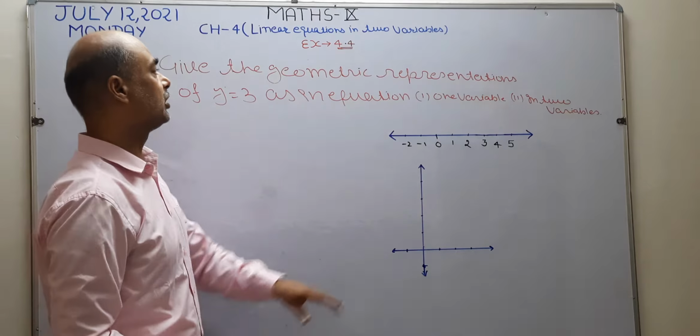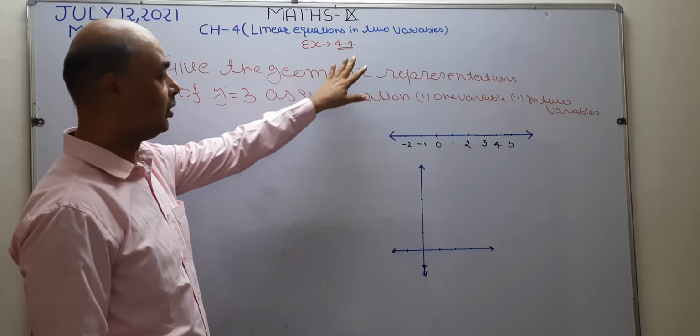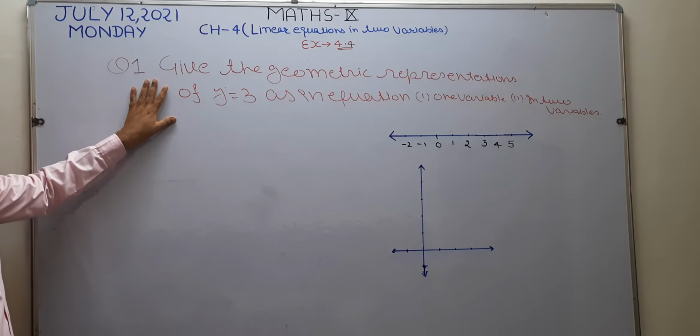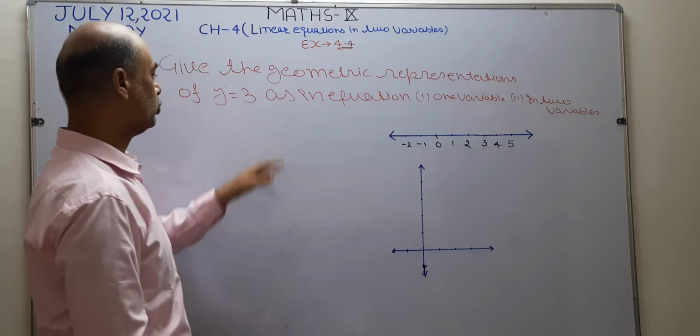Students, today we are going to start Exercise 4.4. This is the last exercise of this chapter, Linear Equations in Two Variables. I am going to start with the first question. What is the statement? Give the geometrical representation of y equal to 3.